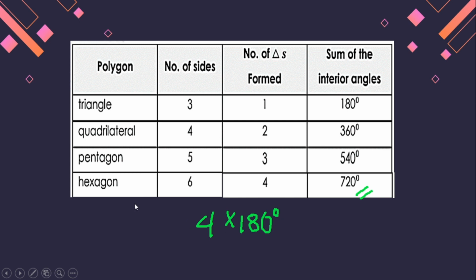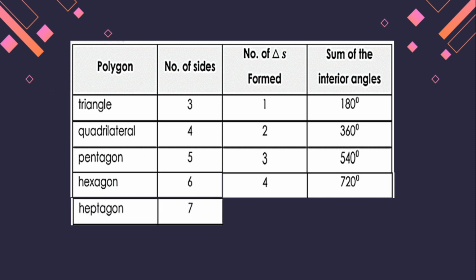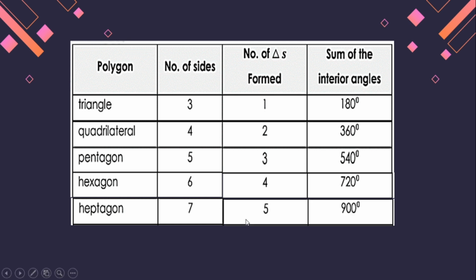Okay? We're talking about, again, a convex polygon. Now, how about heptagon? So, we have 7 sides. So, ibig sabihin, if we have 7 sides, how many triangles ang ma-form natin from the 7? So, 7 minus 2, we have 5 triangles. And from these 5 triangles, each of the triangles ay may sum na 180. So, 5 times 180. So, we have 900 degrees as the sum ng interior angles ng ating heptagon.